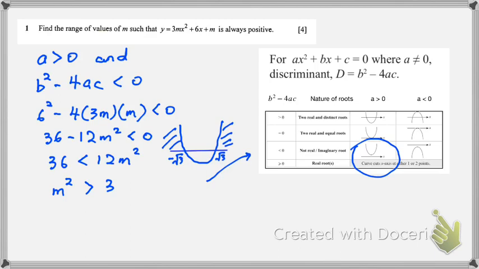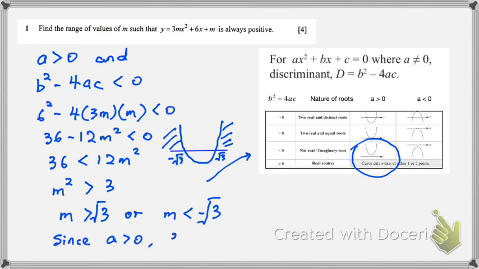And if we plot the graph, m squared actually has got a u-curve, and it cuts the x-axis at 2 points, square root 3 and minus square root 3. And if we want m squared to be greater than 3, m has to be greater than square root 3, or m has to be less than minus square root 3. So since a is greater than 0, 3m must be greater than 0. Therefore m cannot be less than minus square root 3, and hence the answer is that m is greater than square root 3.